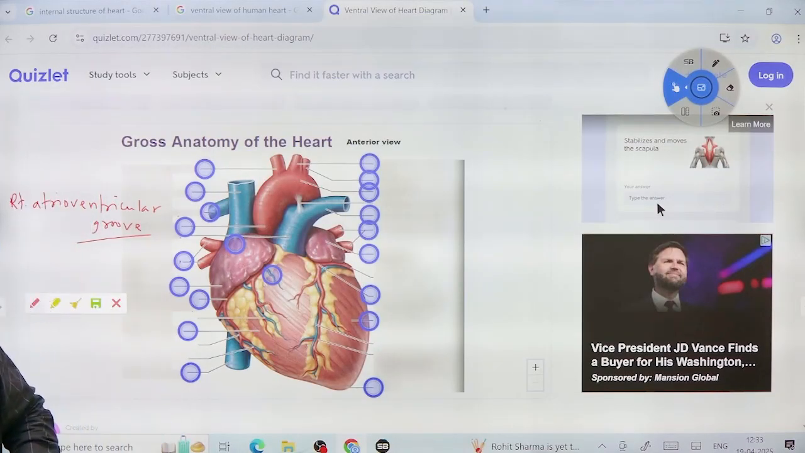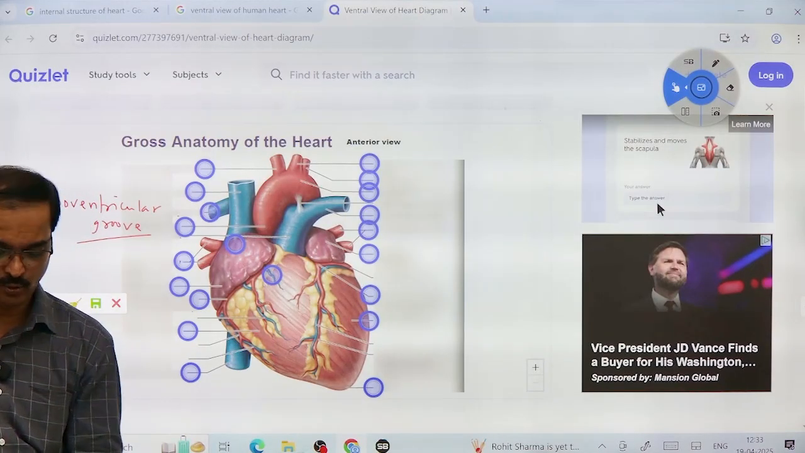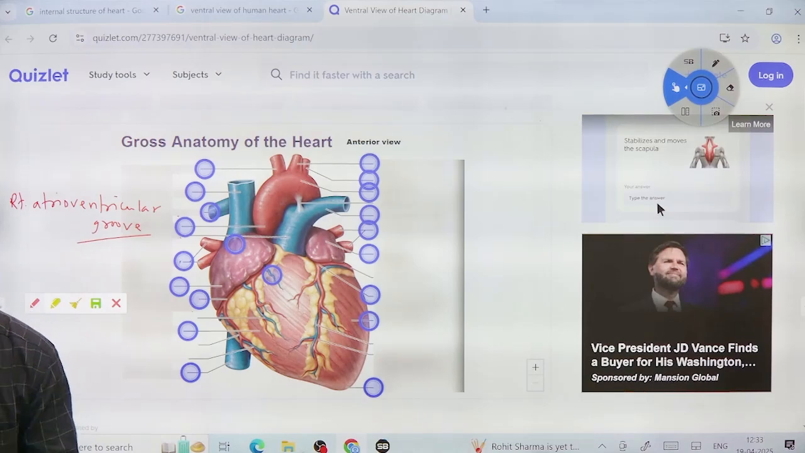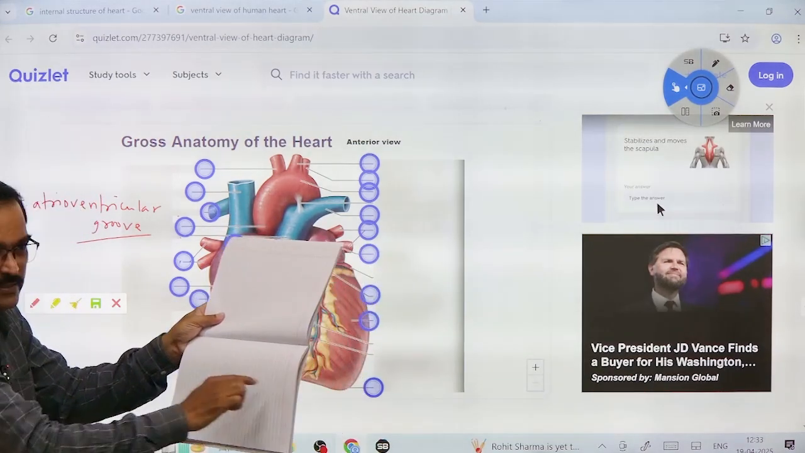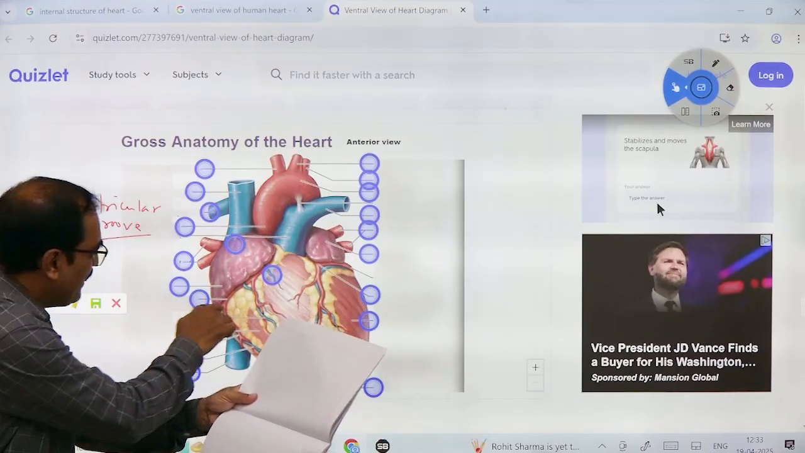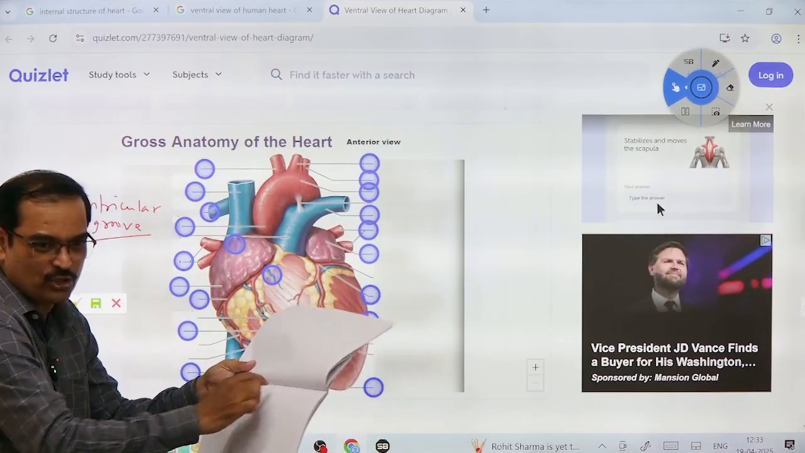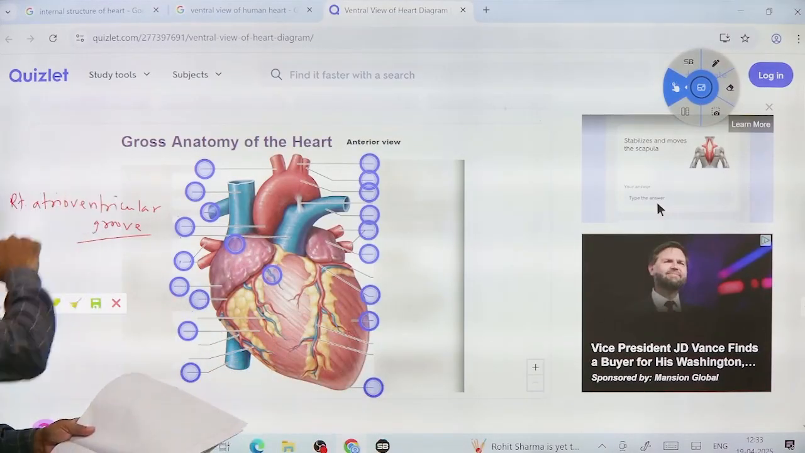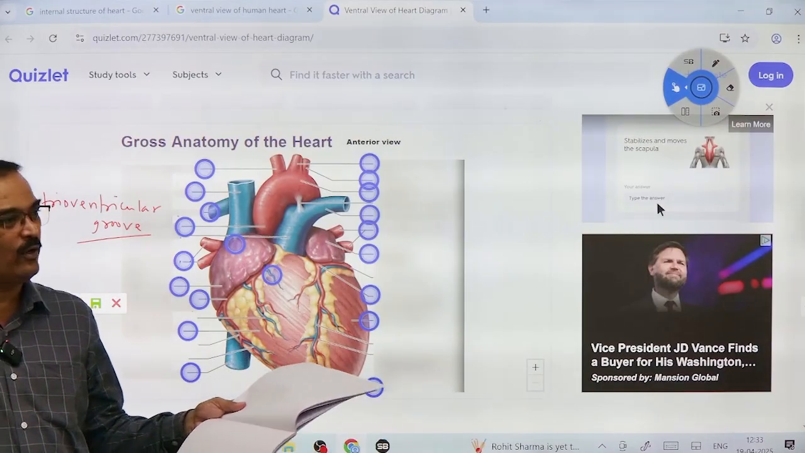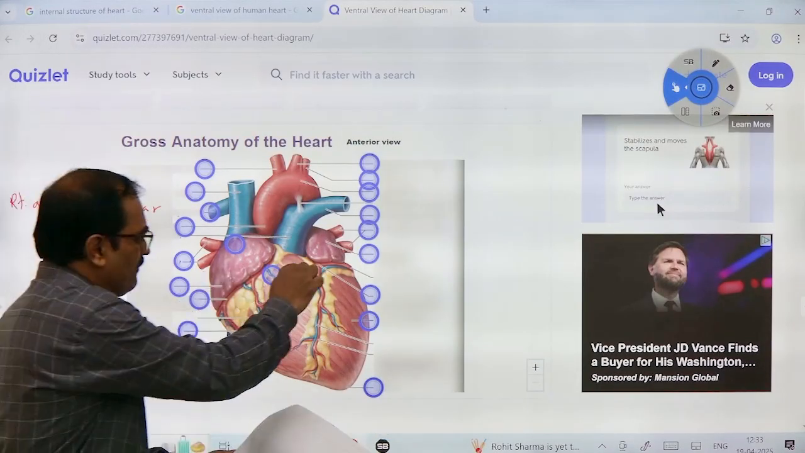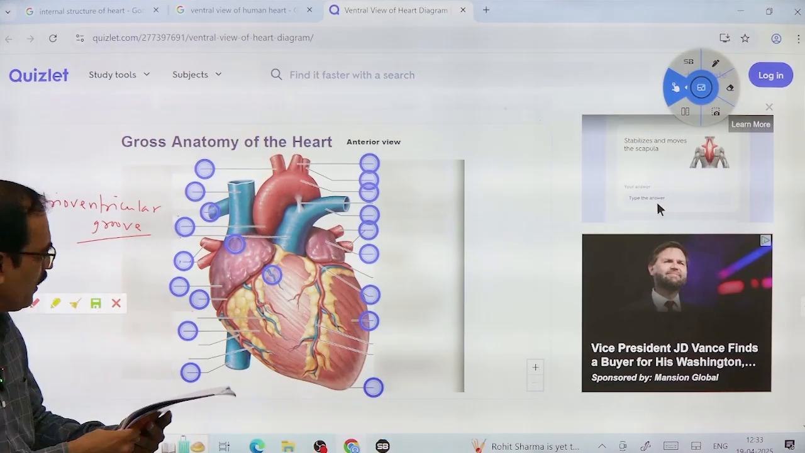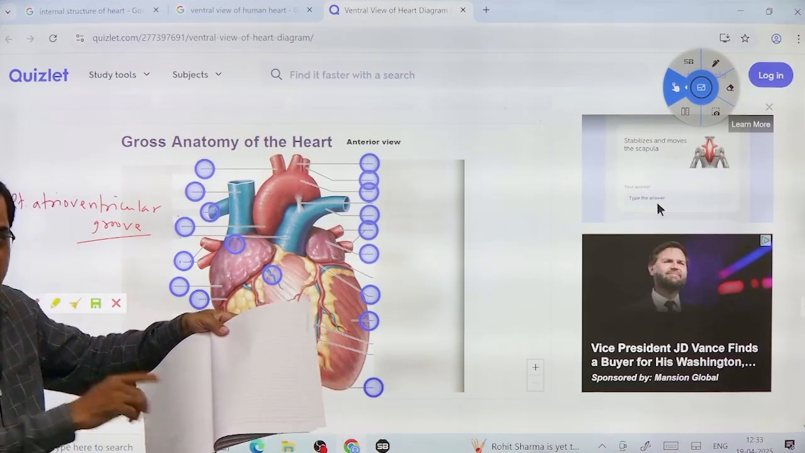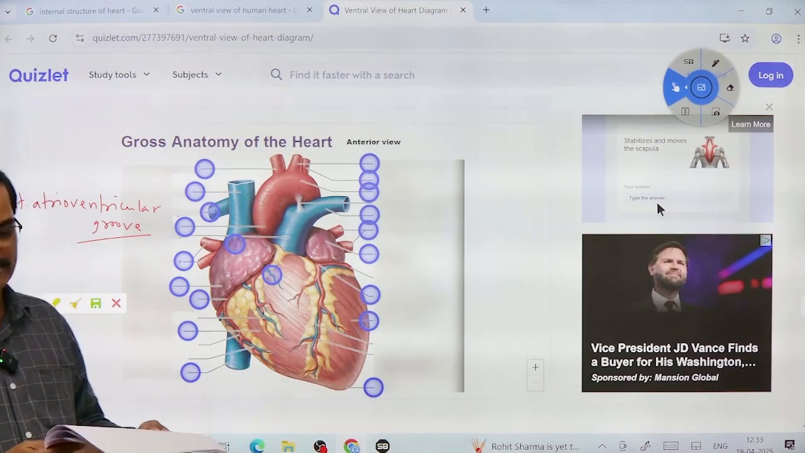Give me your notebook. I will just show what is groove and what is septum. Suppose this is the right atrium, this one is the right ventricle, and in between them this is a notch. It is called the right atrioventricular groove. It is simple like this. Same here. This notch, left atrioventricular groove, and this notch, interventricular groove. Simply write this.